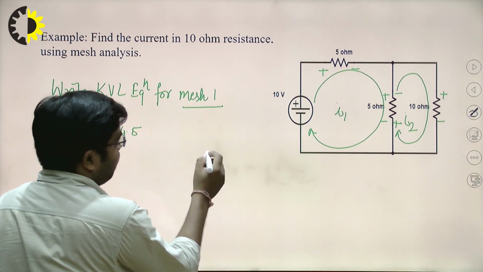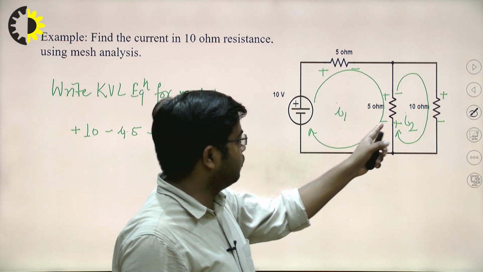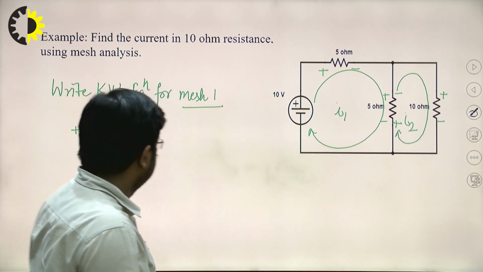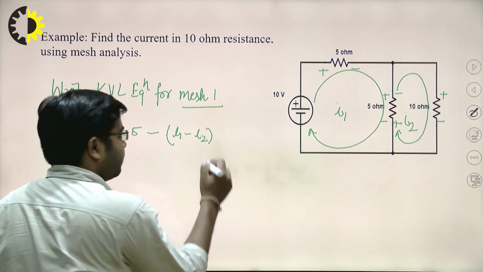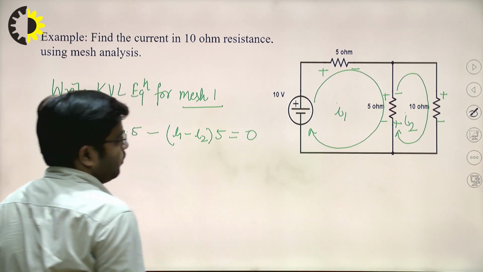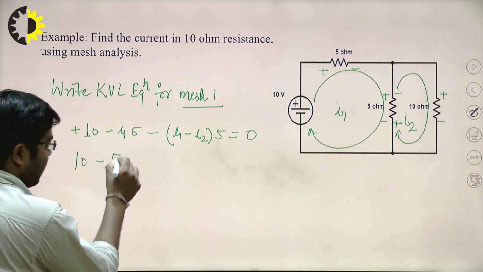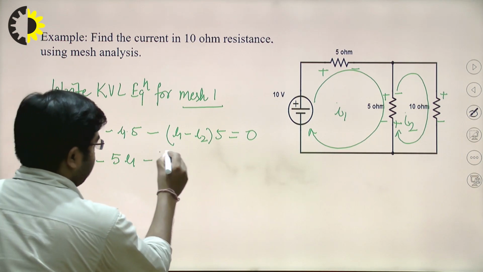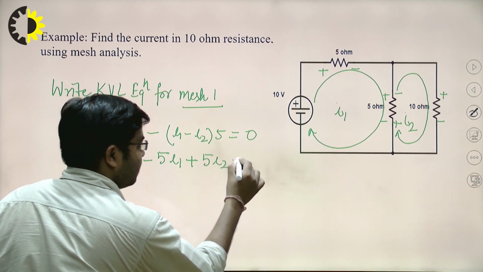Similarly, you can write minus here because you are going from plus to minus. So the minus sign will be here. Then this I1 current minus I2. So here will be minus (I1 minus I2) into 5, that is equal to 0. Okay, so 10 minus 5 I1 minus 5 I1 plus 5 I2, that is equal to 0.